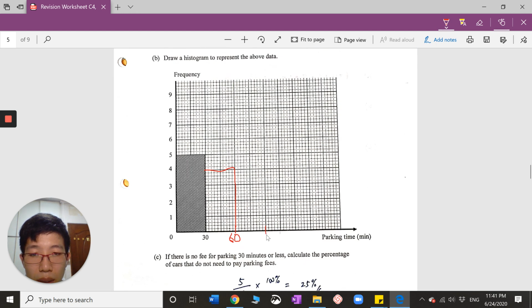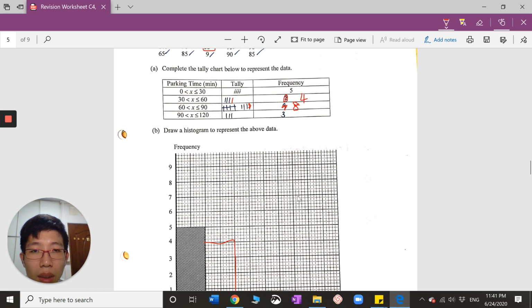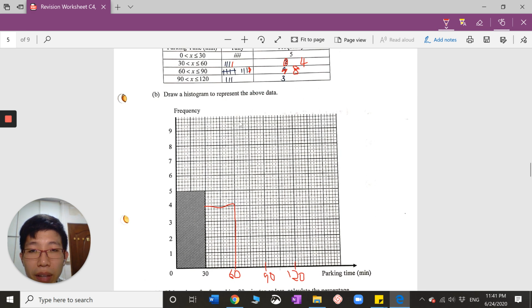This one, 90. So you must be asking, how do I know how far apart to draw? You follow the first one. 10 small boxes represent one range of 30. So my next few ranges will also be 10 small boxes. So I count 1, 2, 3, 4, 5, 6, 7, 8, 9, 10. I put 60. 10 boxes, 90. And 10 boxes, 120. So 90 has a frequency of 8.